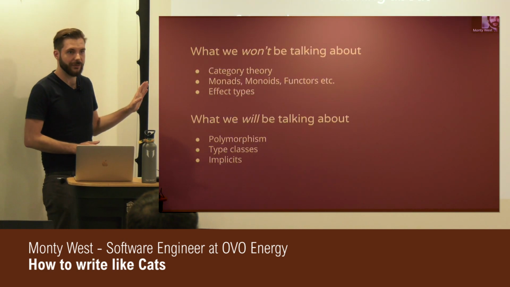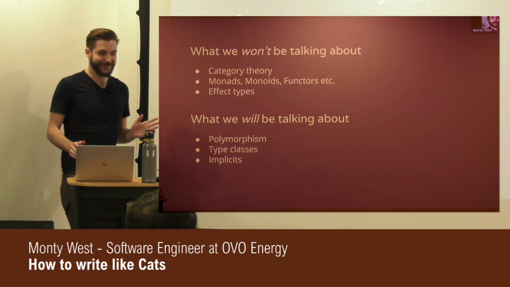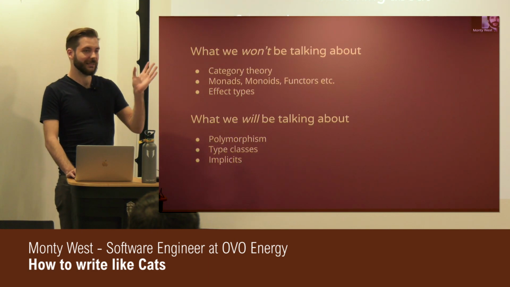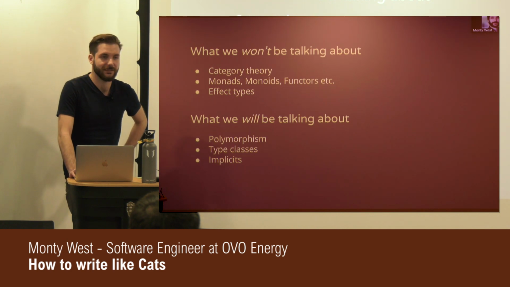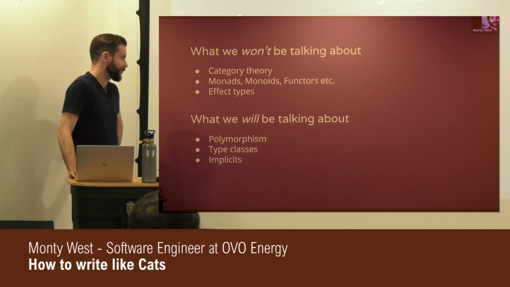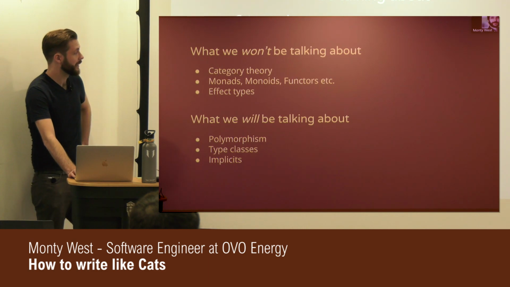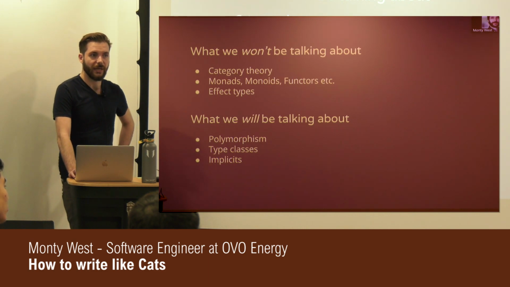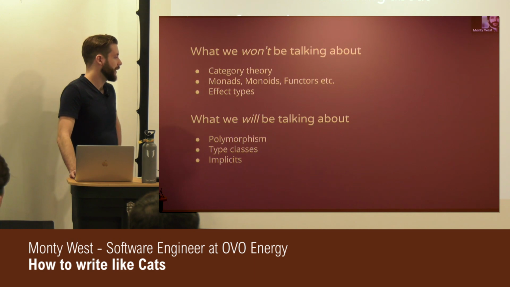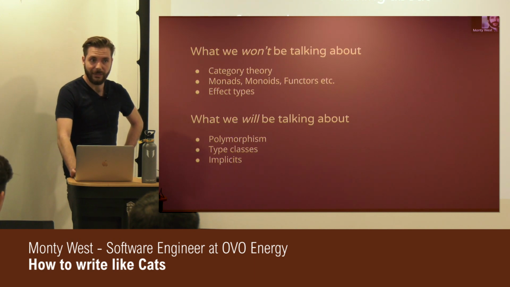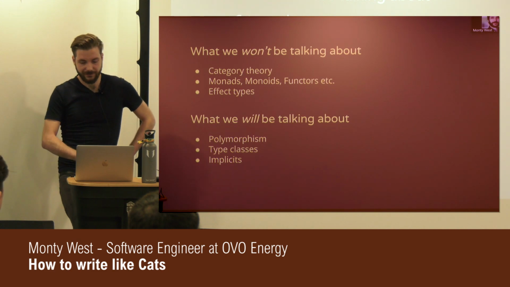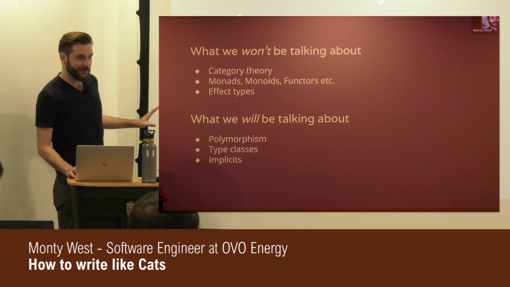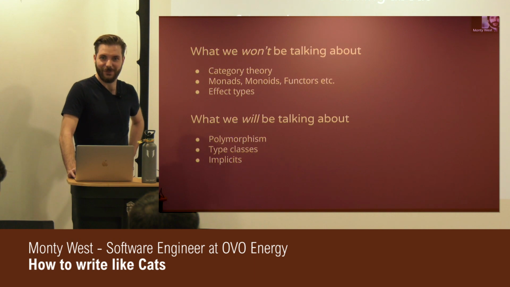We're not going to talk about category theory at all, which I'm sure is good for everyone here. We're not going to mention monads, monoids, functors, anything like that. We're definitely not going to talk about effect types, nothing category theory in the talk. But we will be talking about polymorphism, adding functionality to things. We're going to be talking about type classes, the main pattern that Cats uses to do this, and obviously that involves some implicit stuff. So I apologise if this is all very familiar to everyone, but we'll go through it anyway.